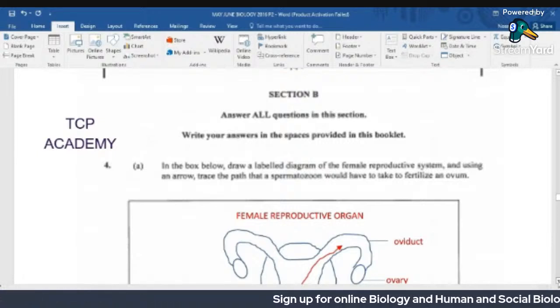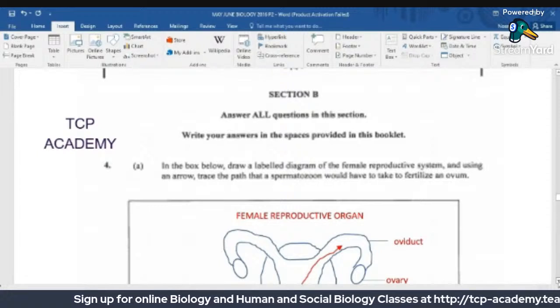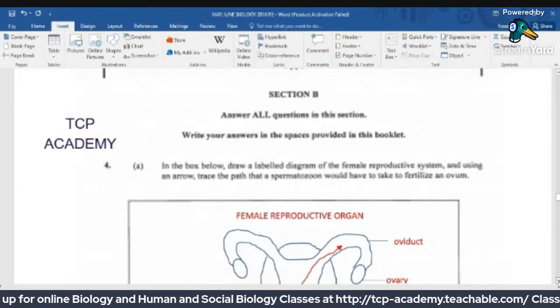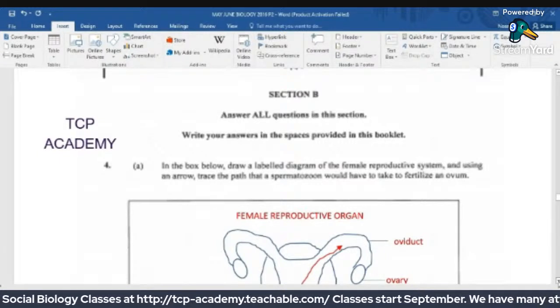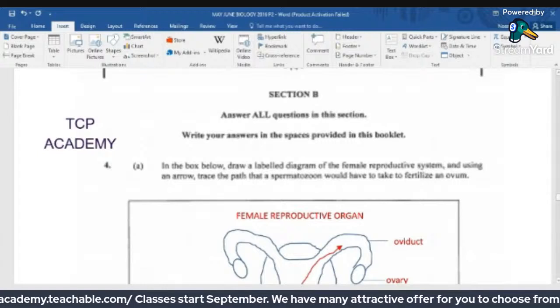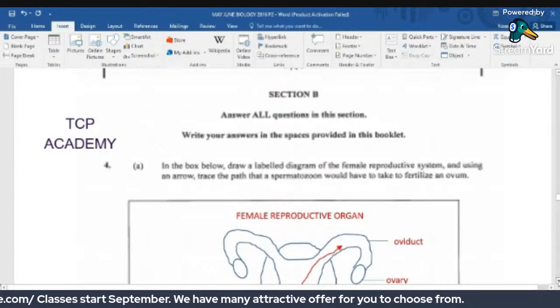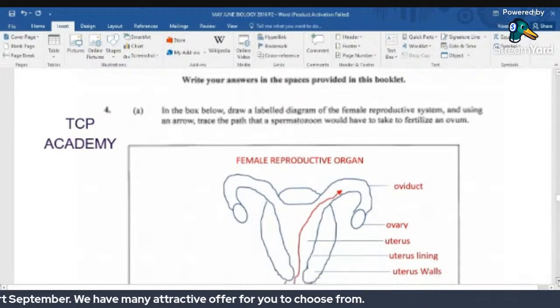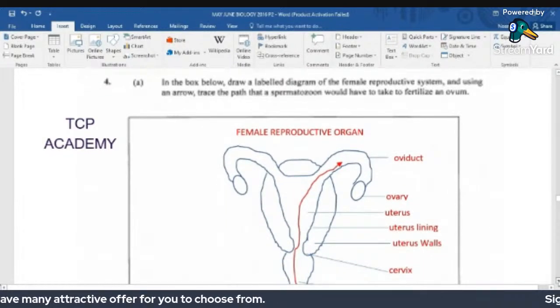In the box below, draw a labelled diagram of a female reproductive system, and using an arrow, trace the path that a spermatozoon would have to take to fertilize an egg. So here we know that the egg is actually fertilized in the fallopian tube before moving down to the uterus.